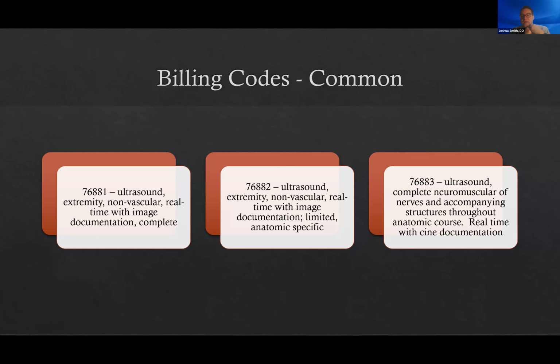So you can't use this code if you did the ulnar nerve and you followed it through its course in the forearm and the elbow. If you just did forearm and elbow, even wrist, forearm, and elbow, you would bill a 76882 or a 76881, depending on how much other information you put in. However, if you did the whole thing and you even made a recording, tracking video all the way up, then do the 76883. It's more work and it is more RVUs and more billing.